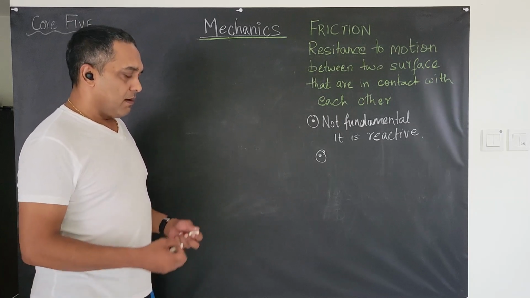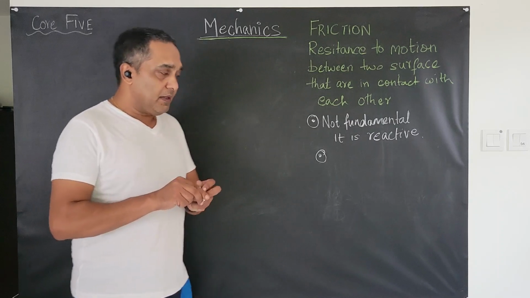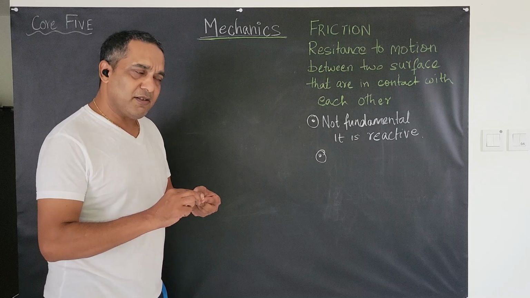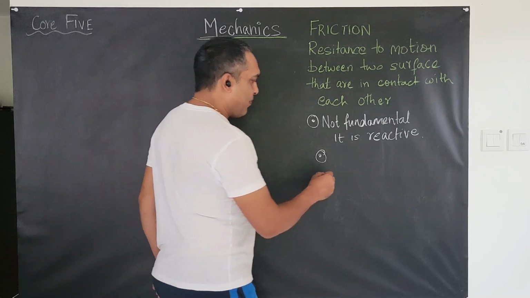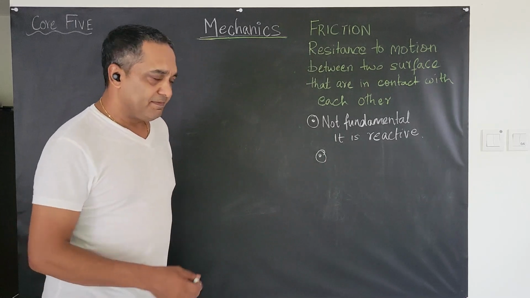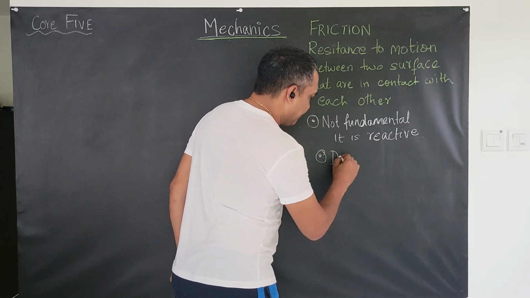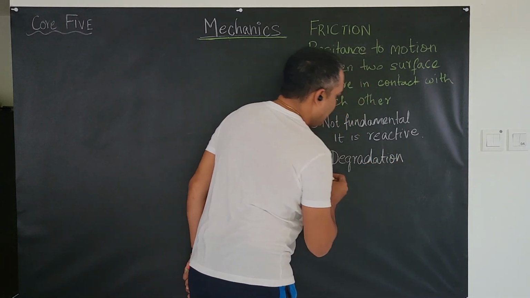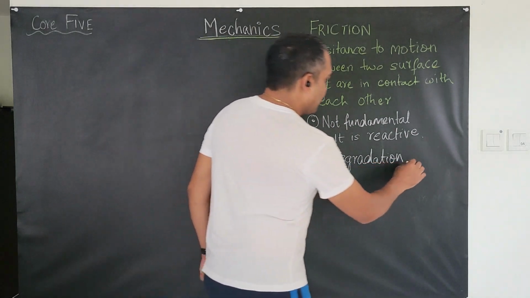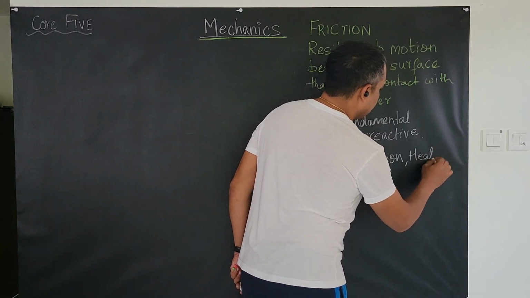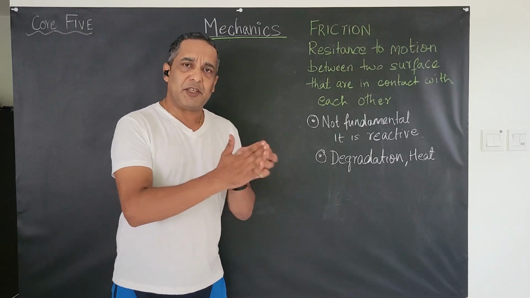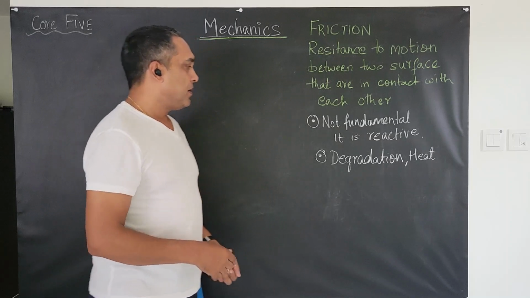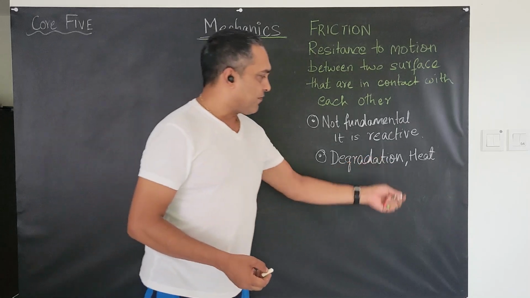It's also, as you saw here, causing degradation. You can see that the surface begins to lose some material, and it causes heat. I'm going to use the word degradation here as a result of friction. It also causes heat. The classic example: take your palm and rub it, and you will realize that it is getting warmer in the area where you rub. That is also a result of friction.